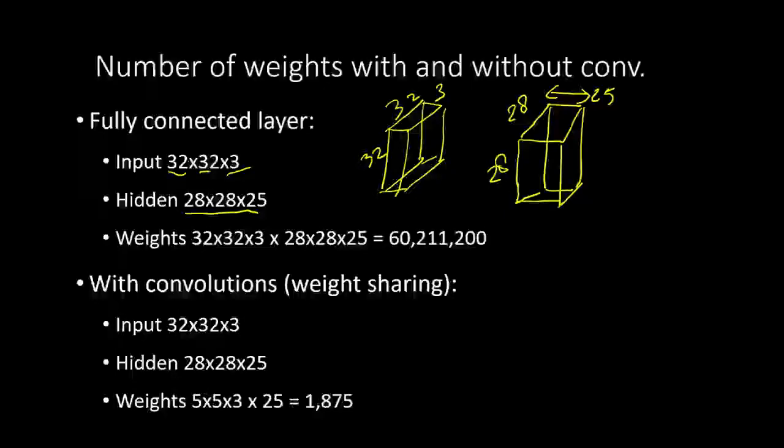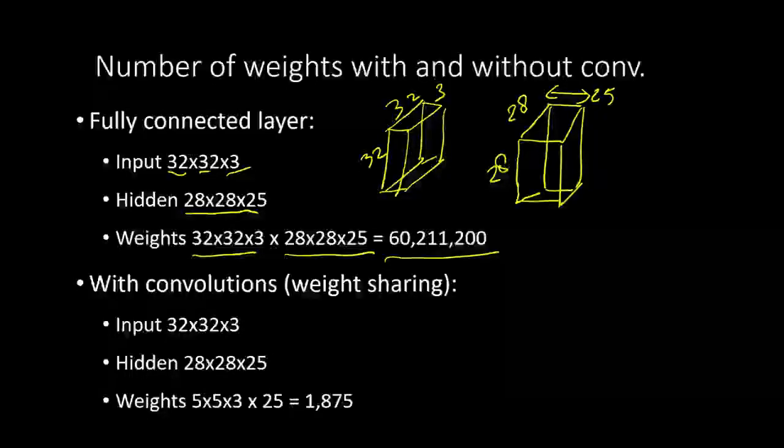So if all of the inputs were connected to all of the outputs, the number of weights we would need is 32 by 32 by 3 times 28 times 28 times 25, which is around 60 million weights. That is a huge number of weights to be calculated. The advantage of having so many weights is that you can have a separate feature detector for any location, whereas that's not how mammalian vision works. We detect the same features again and again, and to detect that feature we look at only a small neighborhood. That is basically what convolution is about.